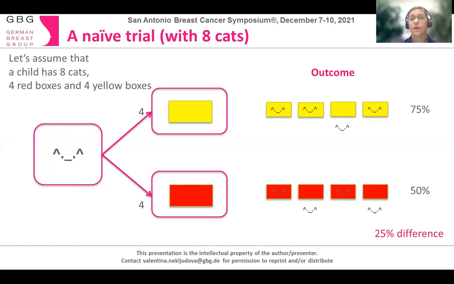Let's count. 3 cats, or 75% of cats offered yellow boxes, accepted them, and 2 cats, or 50% of cats offered red boxes, liked them. So we get 1 cat, or 25% difference in favor of yellow. Now our kid has her quick answer. For us, this trial is too primitive and too small to be able to generalize from 8 cats to all cats in the world, but it is still suitable to illustrate the most important parts of a trial design.